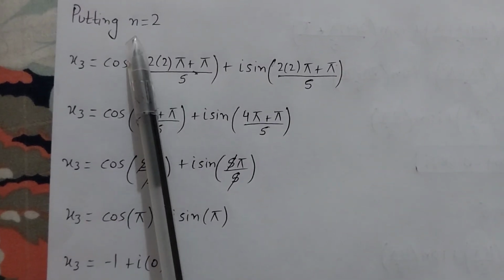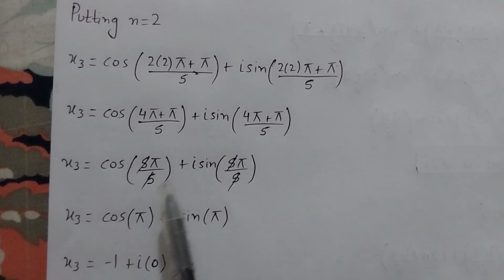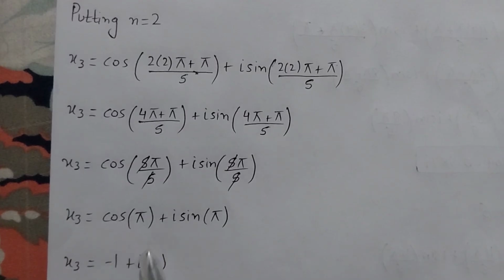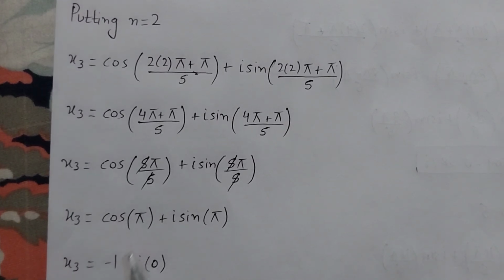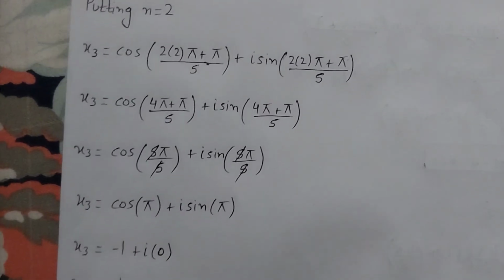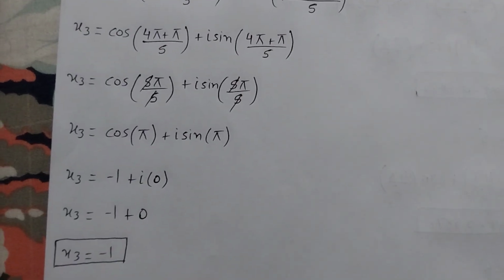And when we put n equal to 2, we end up with cos of 5 pi over 5 plus iota sine of the same angle. 5 and 5 cancel out. We end up with x3 equal to cos pi plus iota sine pi, which is cos pi is minus 1 and sine pi is 0. So minus 1 plus iota times 0. So this becomes equal to minus 1 because 0 times anything is equal to 0. So this was the first solution which we could easily think of because it is real. So this is our third root for this equation, and it is x3 equal to minus 1.